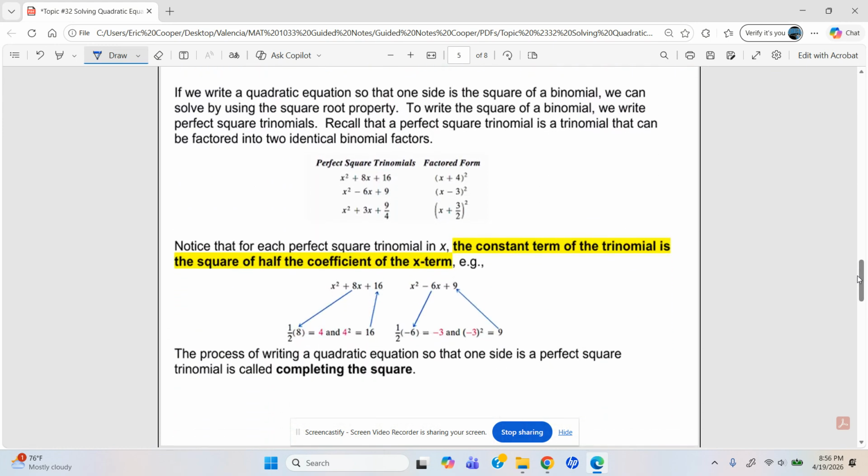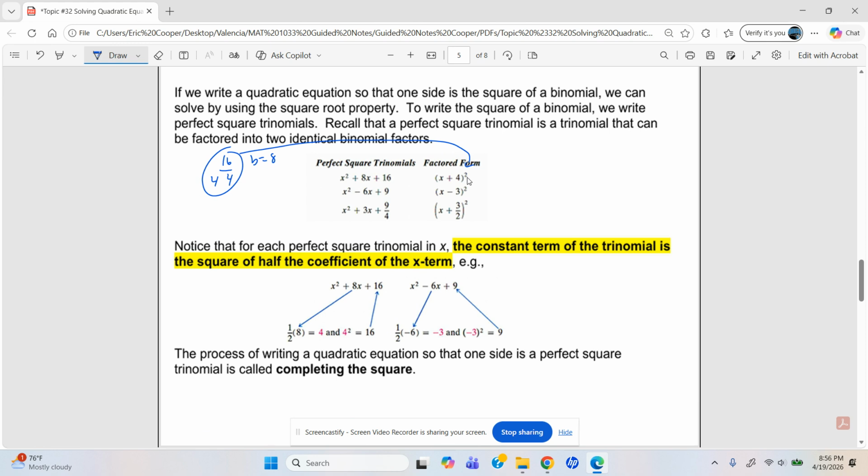If we write a quadratic equation so that one side is the square of a binomial, we can solve by using the square root property. To write the square of a binomial, we write perfect square trinomials. So here we have these perfect square trinomials. If you think back to when we did a equals 1, we used to take this and say, well, what multiplies to 16 but adds to 8? And we would get the same number, 4 and 4. And the way we would represent that in factored form is the same thing squared. So all of these are perfect square trinomials that are in factored form.